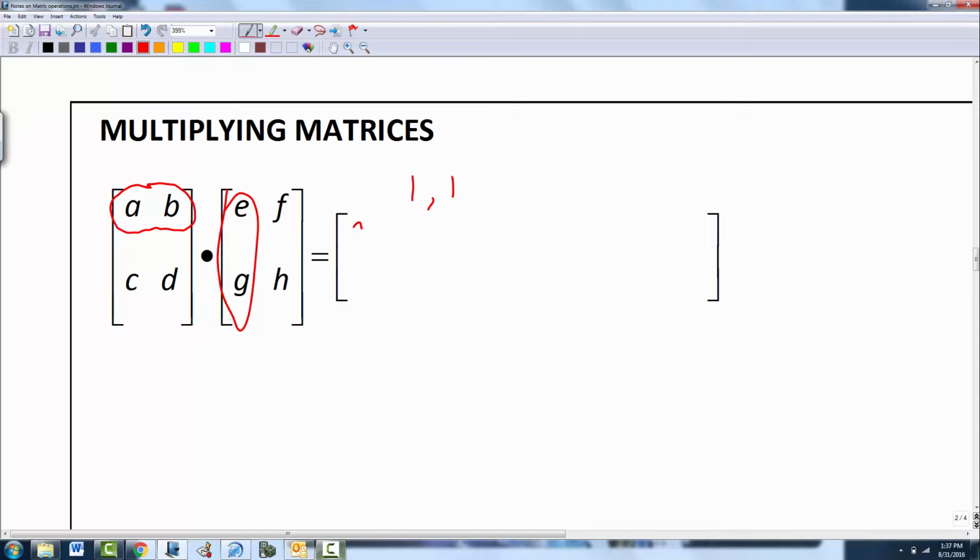Who do I take A times? E is right. Then what do I do? Add it to B times G. Now you have to understand that's going to be one number when you're done. You will have one number in row 1, column 1. Then you take row 1 and multiply it by column 2, and put that in row 1, column 2 for your answer. A gets multiplied by F. B gets multiplied by H.